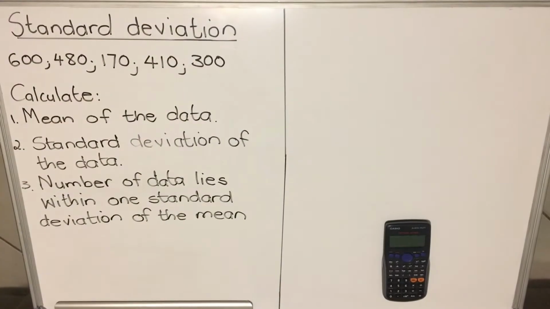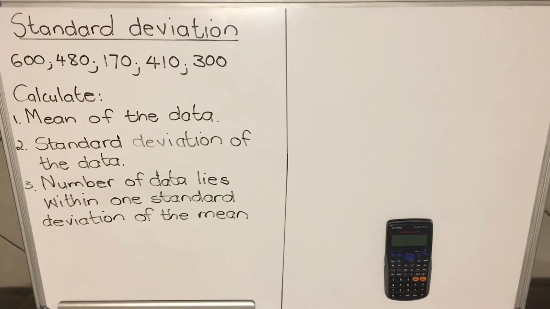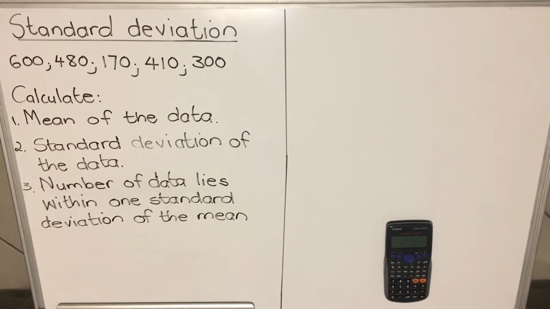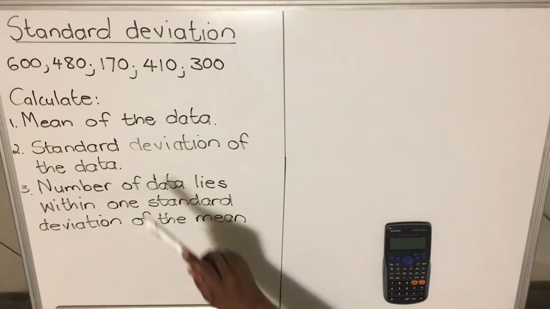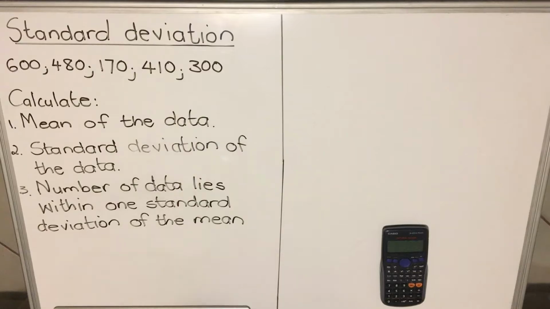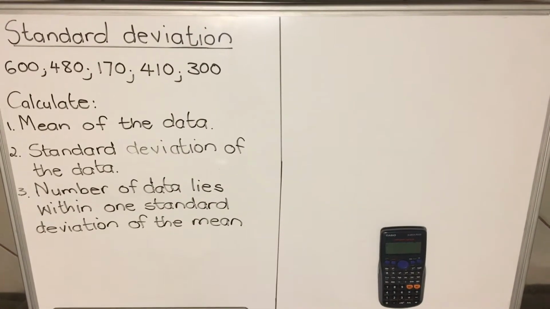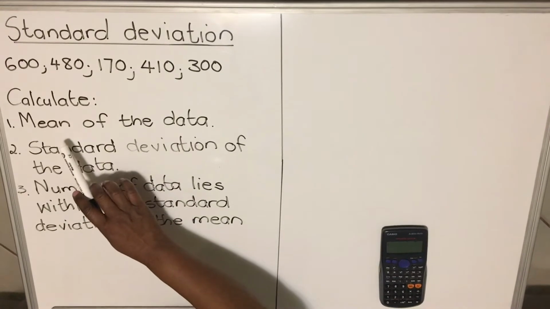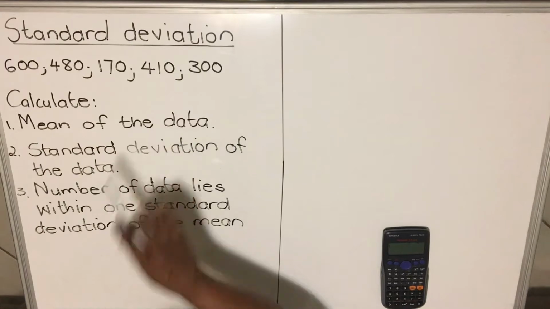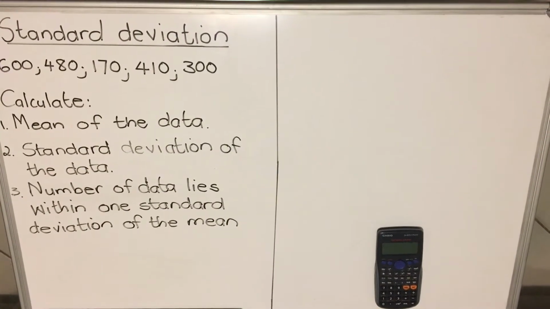Hello everyone, in this video I'm going to show you how to calculate standard deviation, but I'm going to use a method where you use a calculator. Okay, on this question we are given data: 600, 408, 170, 410 and 300. The first thing that they ask us is to calculate the mean of the data. Mean, you add everything and divide by the total, or you could use a calculator. Let me show you how we do that.